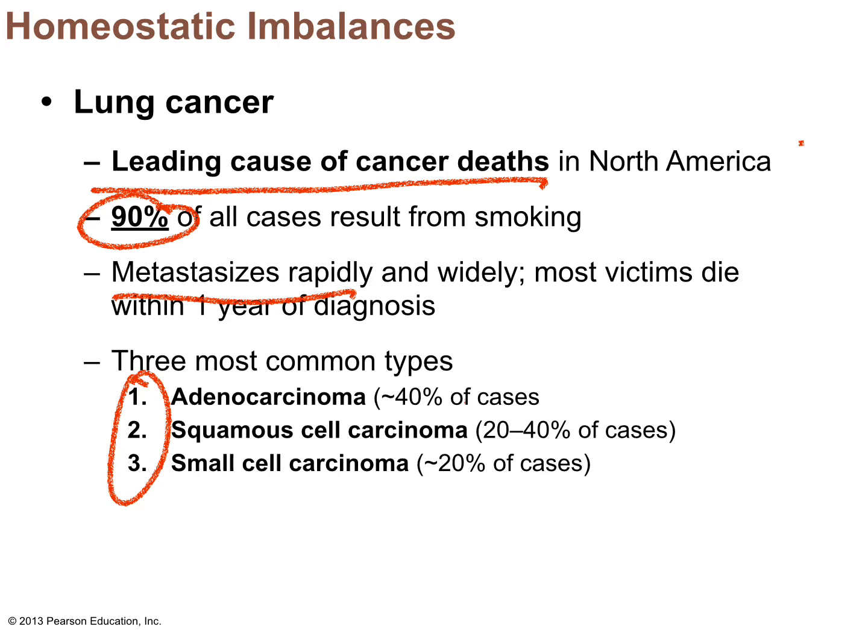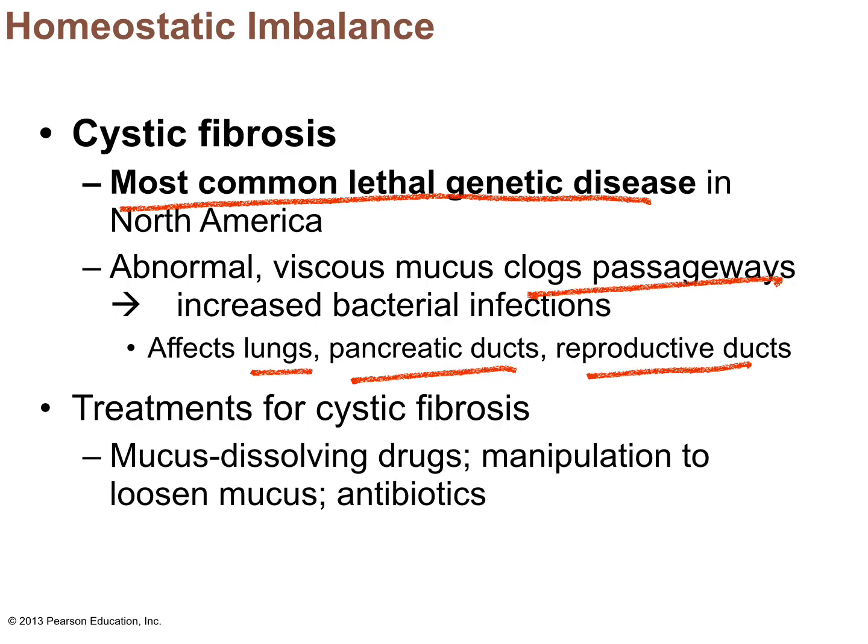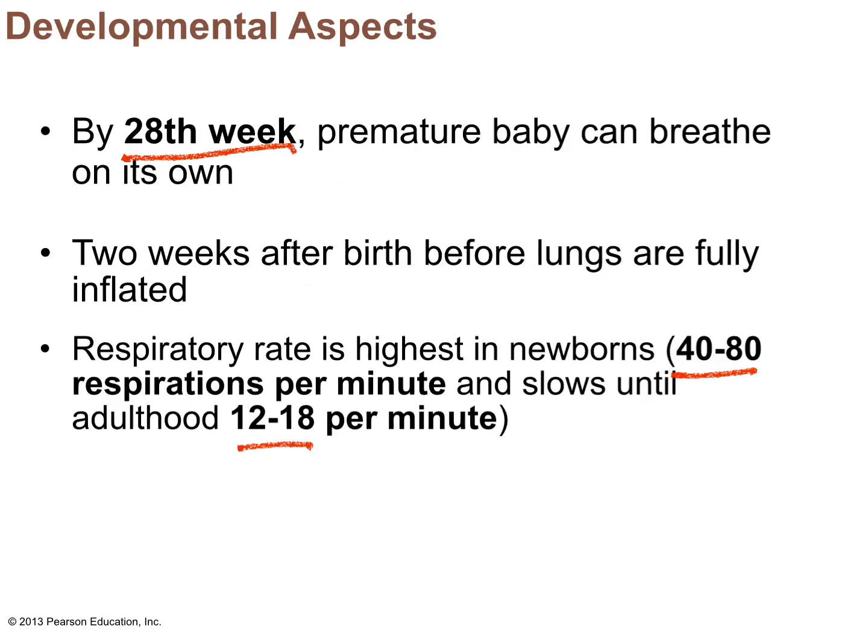Cystic fibrosis is the most common lethal genetic disease, and what it does is it blocks ducts. The passageways in the lungs, the bronchi or bronchioles, get blocked by mucus production clogging the passageways. It can also happen in pancreatic ducts, blocking digestive juices, and even reproductive ducts, blocking the uterine tubes. All right, here we are at the finish.